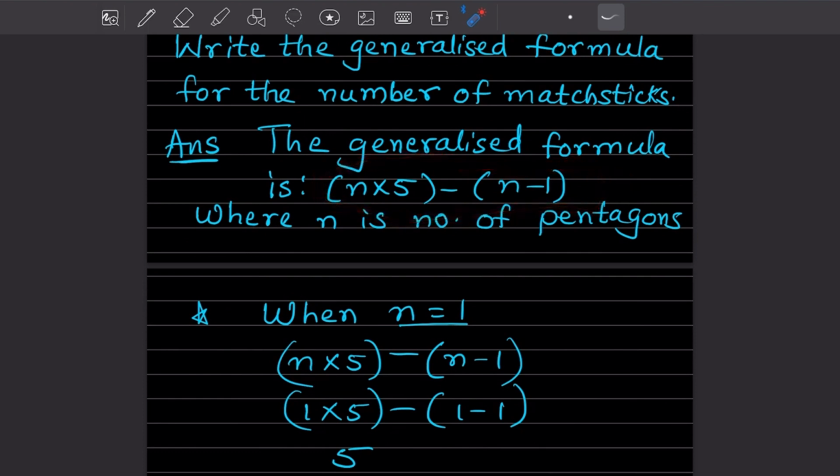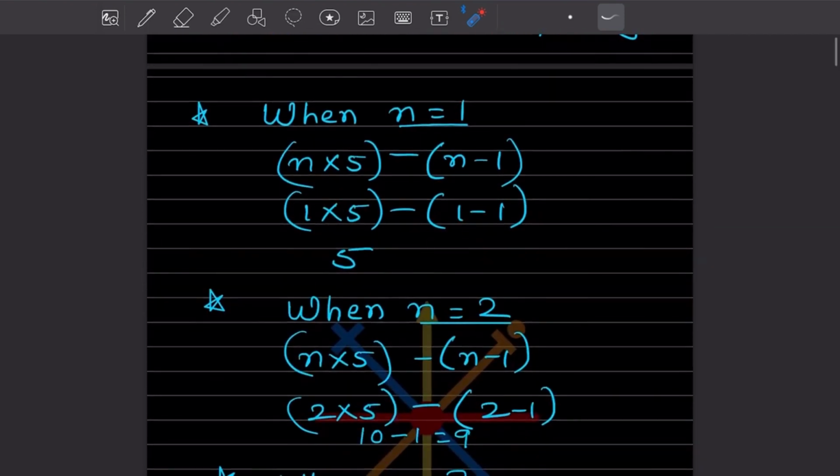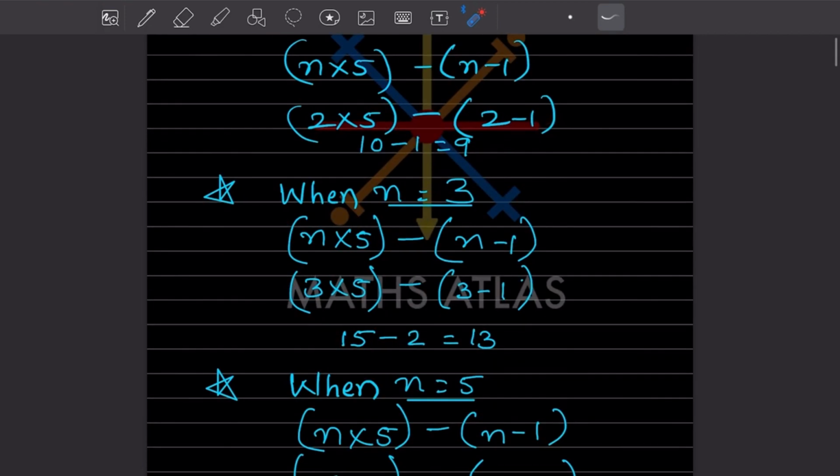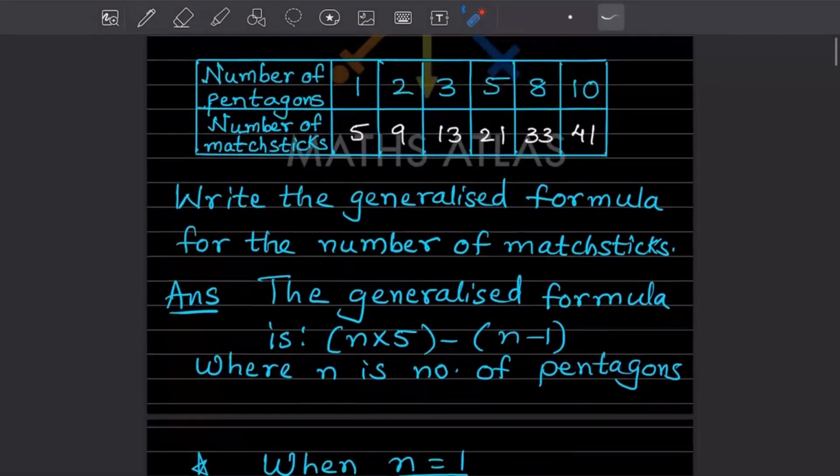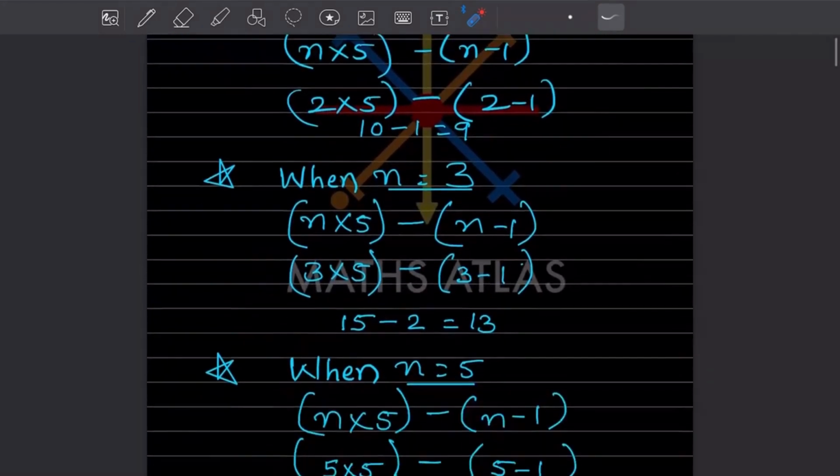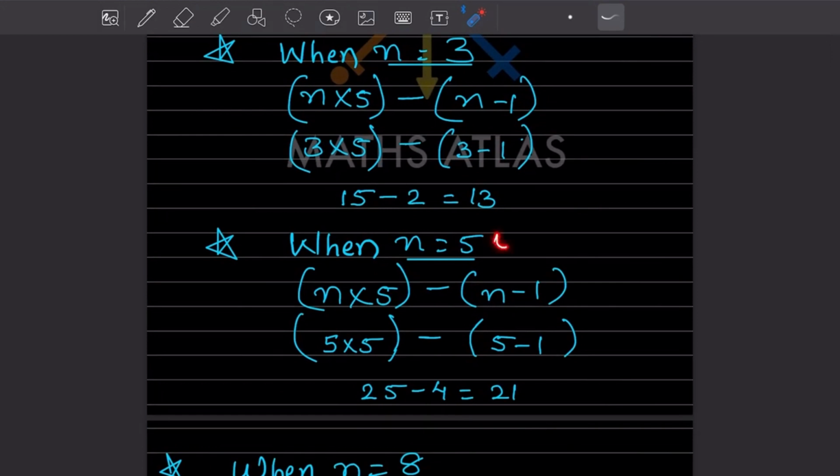So we got 5. When n is 2, the pentagons are 2, n means the number of pentagons, we get 9. When this is 3, we just put the n value 3, and when we solve, we get 13. Now again, what did they say here? They said the number of pentagons is 5. So we put in the same formula n as 5: 5 times 5 is 25, and 5 minus 1 is 4. So 25 minus 4 is 21.